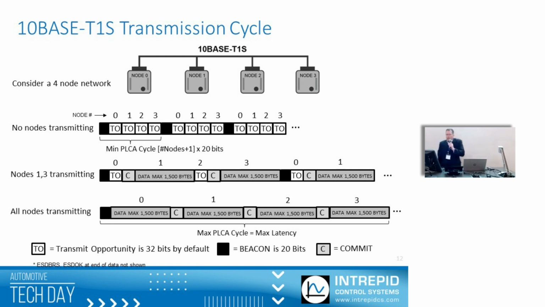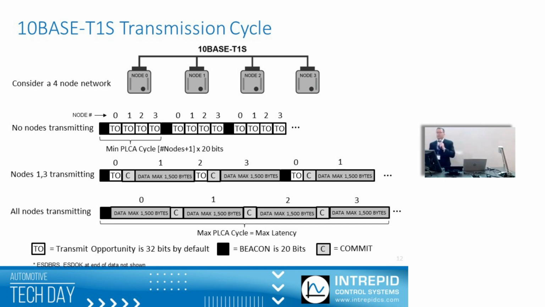And then if all nodes are transmitting, it's pretty simple. It looks like right here I forgot a commit. I need to add that. This is wrong. You get a beacon, and then you get a commit, and you get data, commit, data for all the nodes. And again, I don't represent it here, but at the end of the transmit, there's also a special symbol that goes out and says, hey, I'm done transmitting.